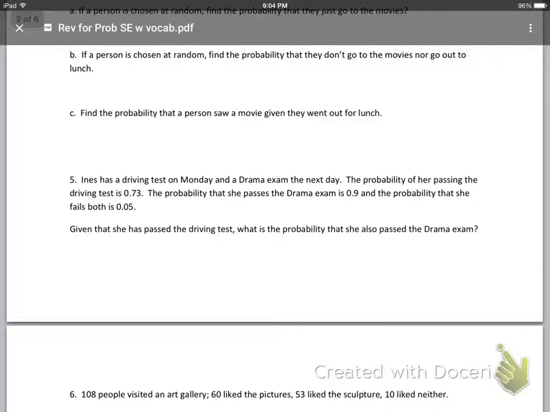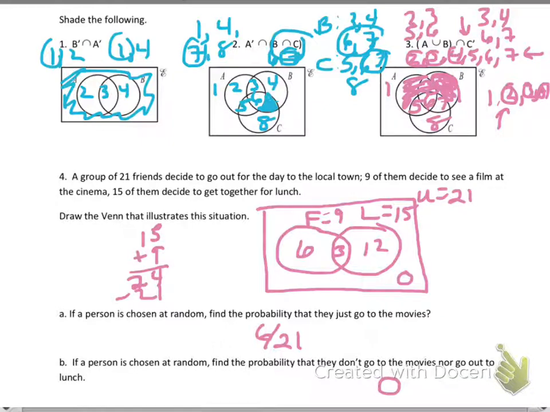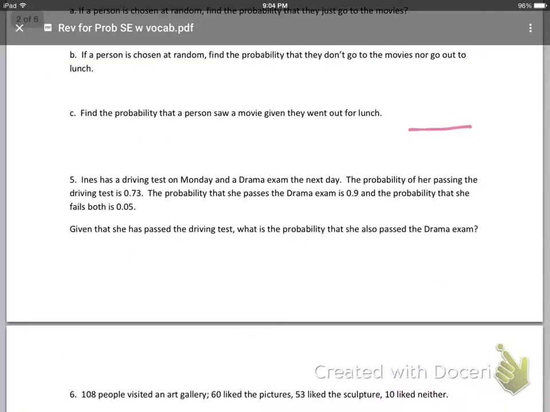Okay, I'm going to do C here, even though I don't have the Venn diagram anymore. Find the probability that the person saw the movie given they went out to lunch. All right, so my denominator is the number of people who went out to lunch. So I need to go back to the other screen. And there were 15 people who went out to lunch, and they want to know how many people saw the movie. So that was 3. 3 is who saw the movie and went out to lunch. So this is 1/5. Okay, great. So now let's go to 5.